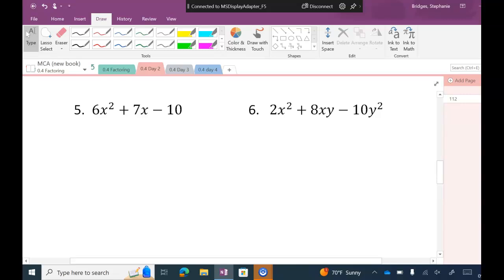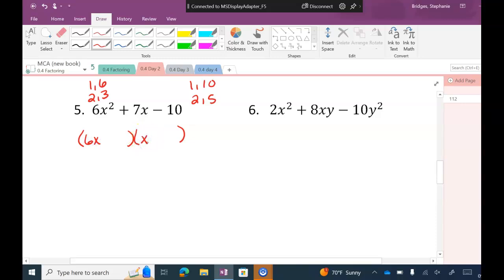All right, 6x squared, 7x, and 10. They all have something in common? No. All right, so 1 and 6, 2 and 3, 1 and 10, 2 and 5. I am trying to subtract to get 7 here. So I'm going to start my guessing and checking, and you don't have to, you're just watching at this point because you've already tried it. I'm going to try my 6x and my 1x.